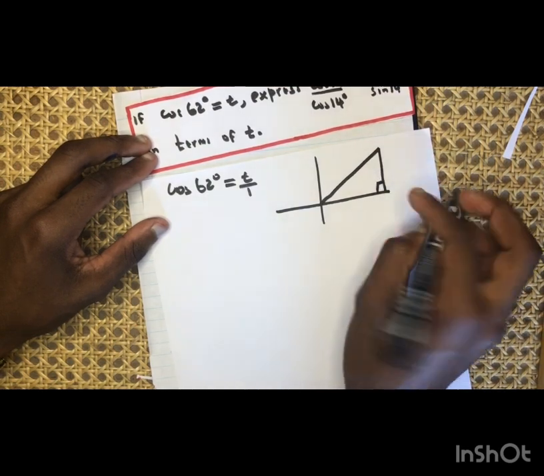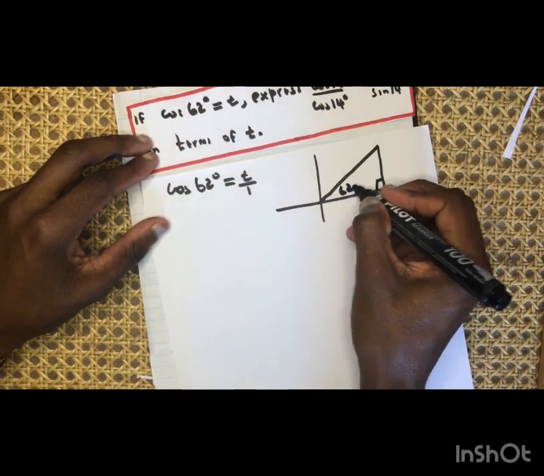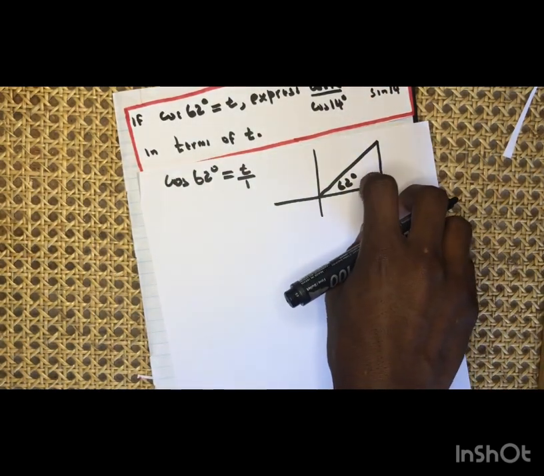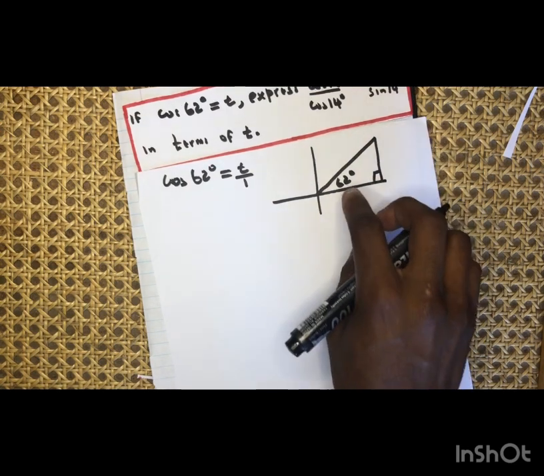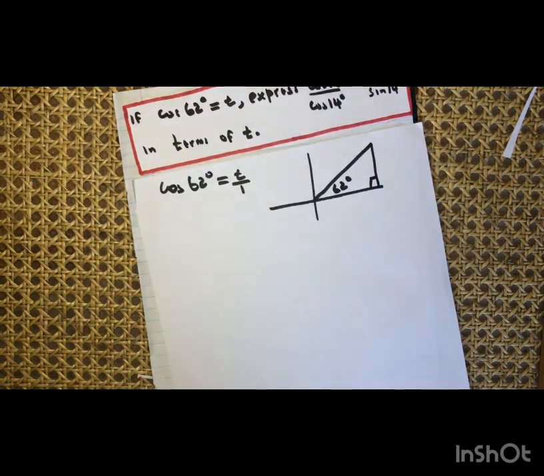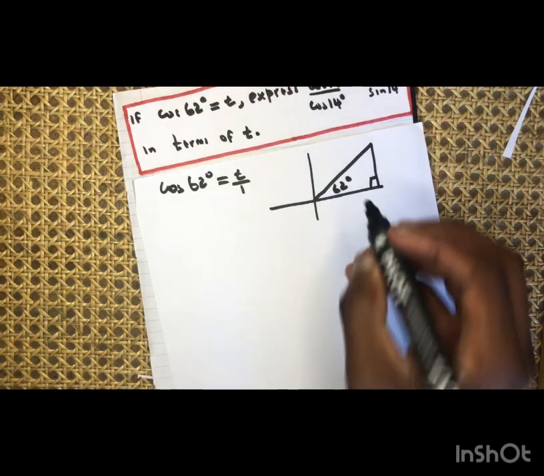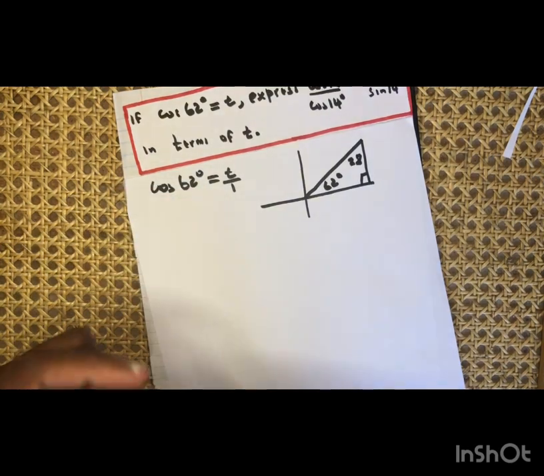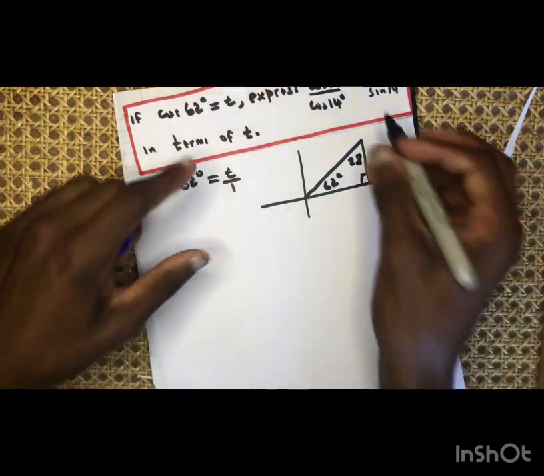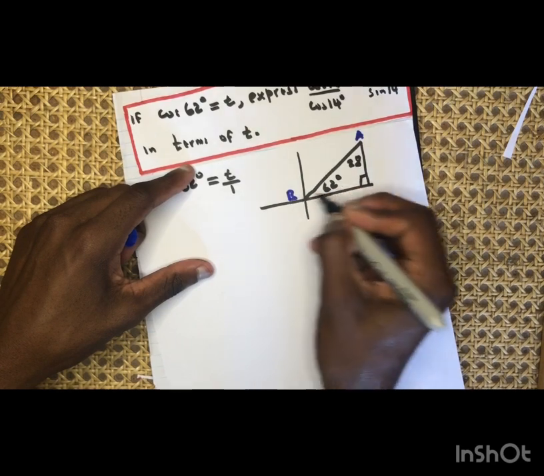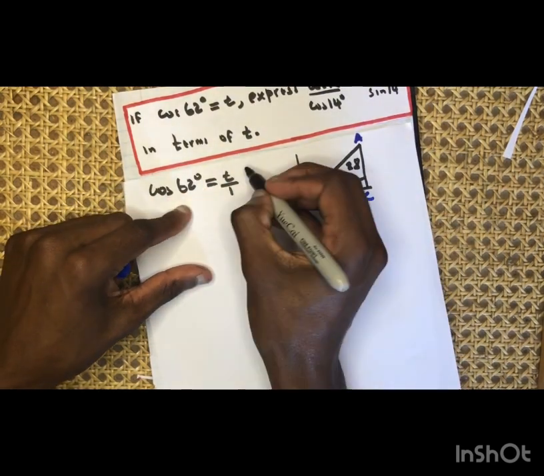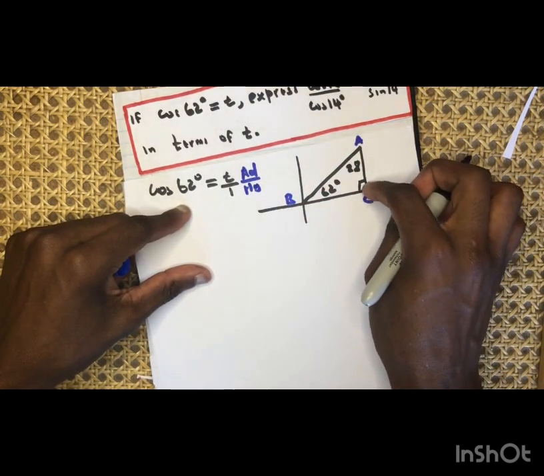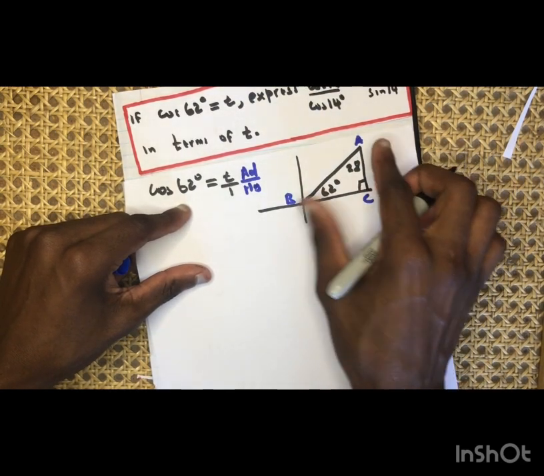So we have 90, then I have 62. Then you are going to say 180 minus 90 minus 62. Then you are going to get 28 here, because the sum of angles in a triangle add up to 180 degrees. So if I call this one A, this is B, this is C. Cos, guys, is adjacent over hypotenuse. So your hypotenuse is always the side that is opposite to 90 degrees. So in this case, it's going to be AB.